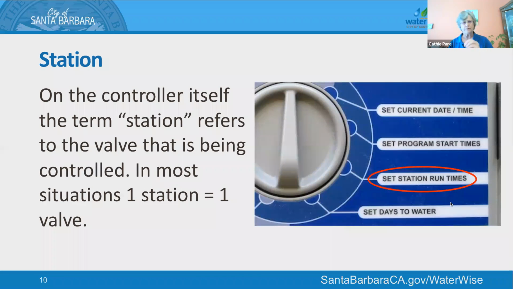So station itself, and I mentioned this already, it'll say station runtime. And that refers to the specific valve that's going to turn that on. In your controller, there are those little wires on the inside and they connect to a specific valve. That's how the controller sends the electrical impulse to the solenoid on your valve to say open or close. Next slide.